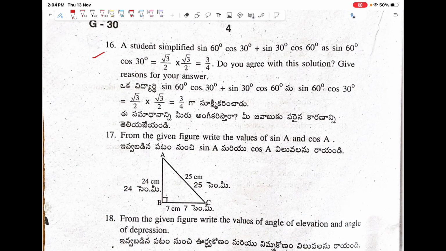Question number 16. A student simplified sin 60 degrees cos 30 degrees plus sin 30 degrees cos 60 degrees as sin 60 degrees cos 60 degrees, equal to root 3 by 2 into root 3 by 2, equal to 3 by 4.